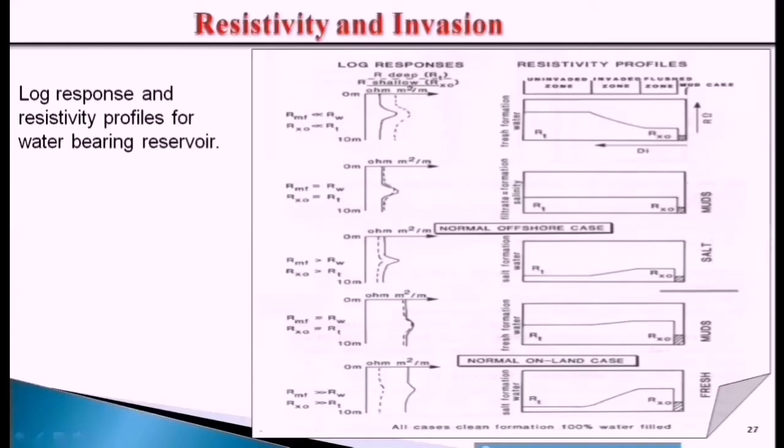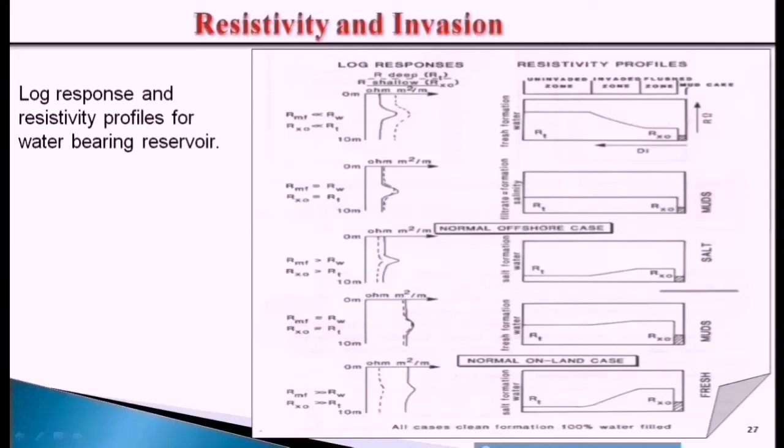This is another example of the normal offshore case, because here we have a little bit high resistivity, because the drilling fluid is considered to have low salinity and the formation water is high salinity. So in this case, we will see a reversal. The shallow resistivity is reading higher than the deep resistivity. So the deep resistivity is a little bit lower compared to the shallow resistivity because of the saline formation water; the resistivity of the mud filtrate is higher than the RW.